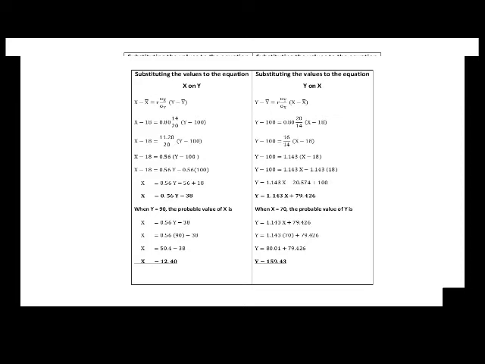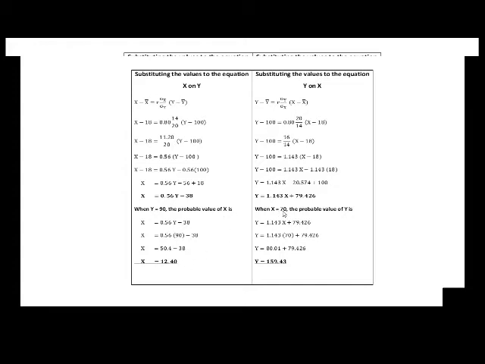Therefore, y is equal to 1.14370 plus 79.426. Therefore, y is equal to 80.01 plus 79.426. The final value when x is equal to 70, the probable value of y is equal to 159.43. That means when y is equal to 90, the probable value of x is equal to 12.40.